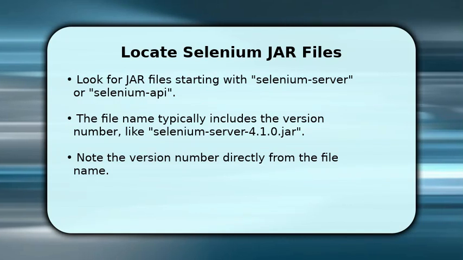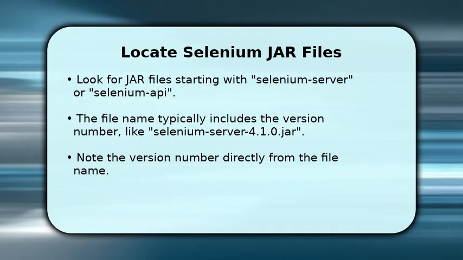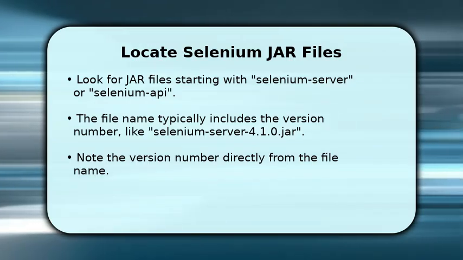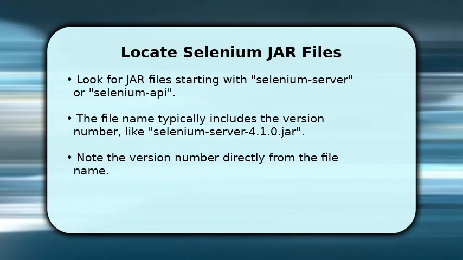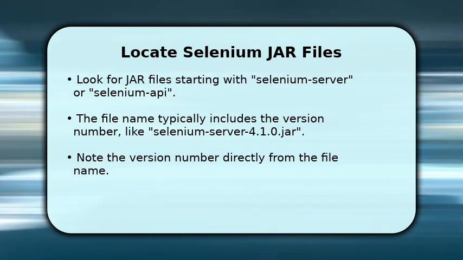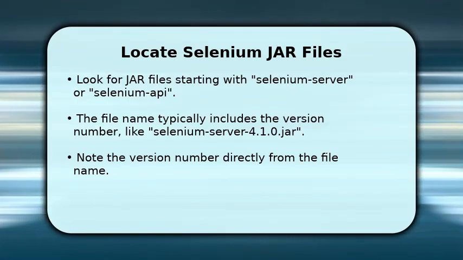Once you've expanded Referenced Libraries, scan the list for JAR files related to Selenium. You'll usually see files like Selenium Server Standalone or Selenium API. The version number is often embedded directly within the file name itself. For example, if you see Selenium Server 4.1.0 jar, your Selenium version is 4.1.0. This is the most straightforward way to identify it.